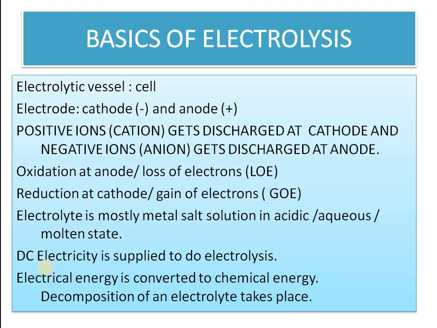Electrolyte normally can be a metal salt solution, like the copper sulfate we are doing. So copper sulfate solution, acidified to improve ionization, that is ion formation. Aqueous or molten state, both are possible. Next, we have to use DC supply, because otherwise the sign will be reversed after each cycle of electricity, and whatever material is discharged, the reactions will go in reverse. That's why DC electricity is supplied to do electrolysis.